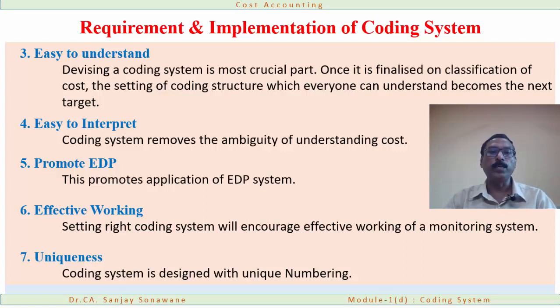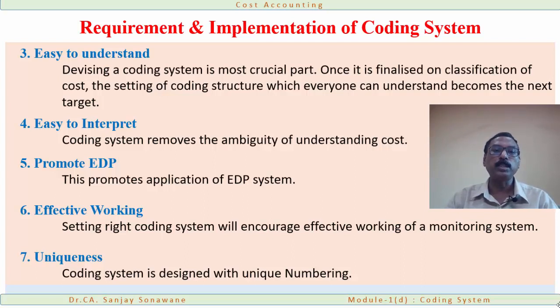Next one is effective working. Setting the right coding system will encourage effective working of a monitoring system. So whatever coding system we have developed, from the beginning we are saying that it must be easy to understand, it must be easy to interpret, and obviously it should encourage the working and the proper system of understanding exactly why we are giving the code and for what purpose this code is given. That should be very easy to understand.